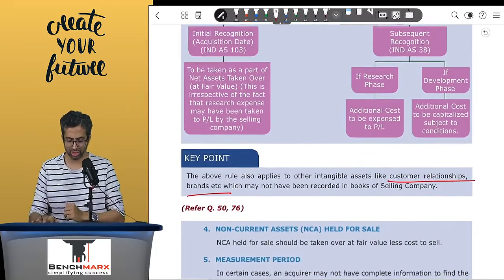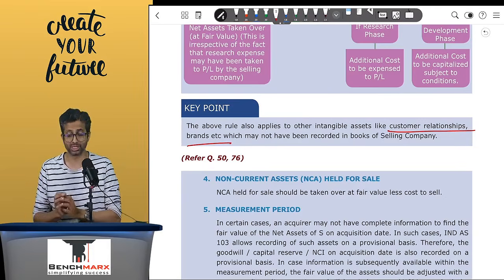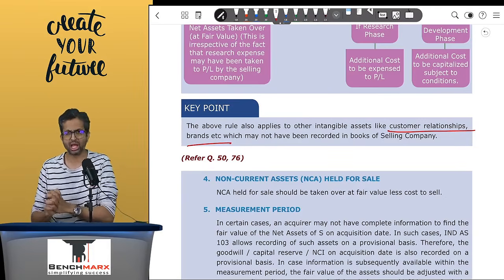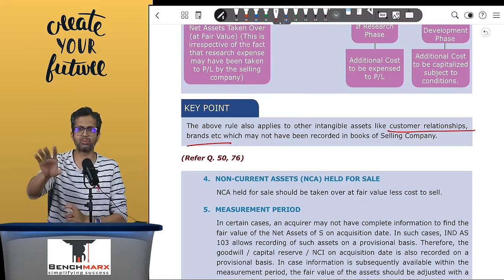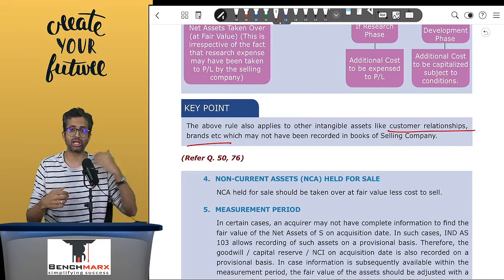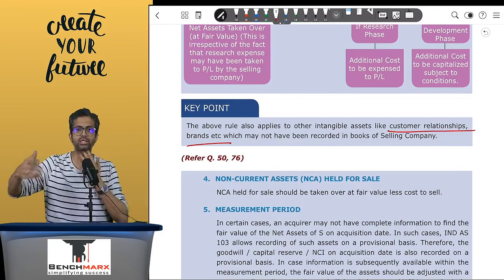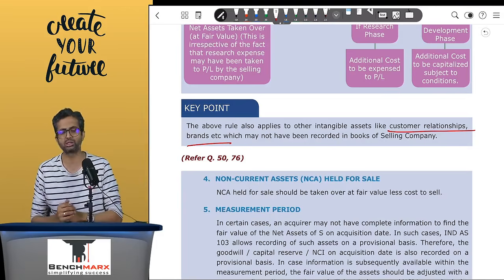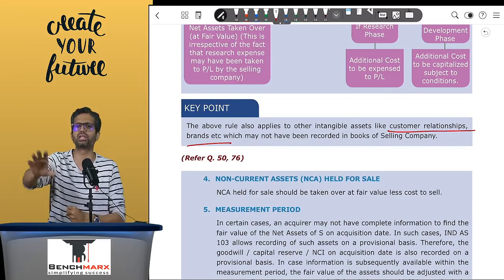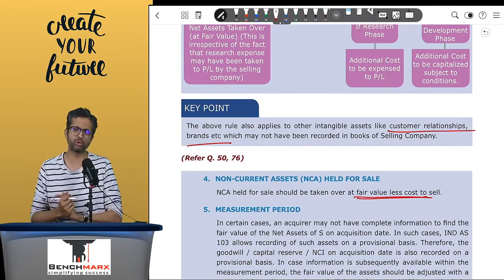Another special treatment pertains to an item called non-current assets held for sale, and in non-current assets held for sale, you will take over the assets and liabilities at fair value less cost to sell. Typically, for every item, you take over assets and liabilities at fair value. However, for non-current assets held for sale, in the books of the selling company, which the purchasing company also intends to hold for sale, the standard says, okay, you can take them over at the fair value less cost to sell rather than taking them over at fair value. So this is one small point. Fair value less cost to sell.